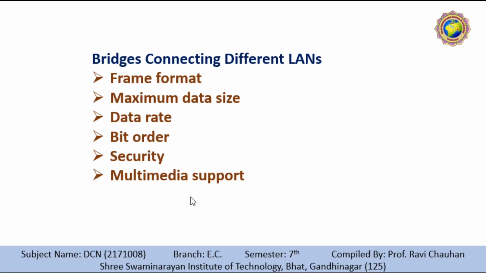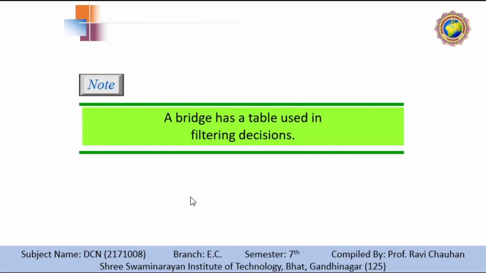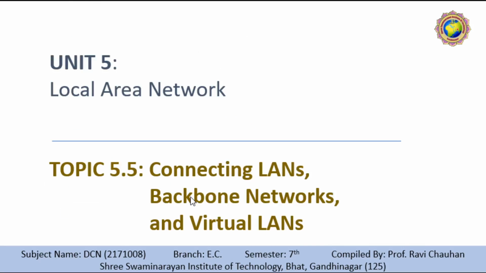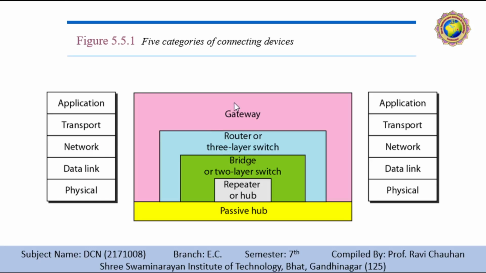Okay, so it is the end of our session. Let's revise our discussion. We have started a new topic, connecting LANs. We have defined various connecting devices in each layer of the internet model: passive hub, repeater, bridge, router and gateway.